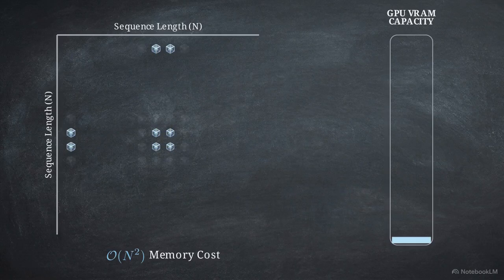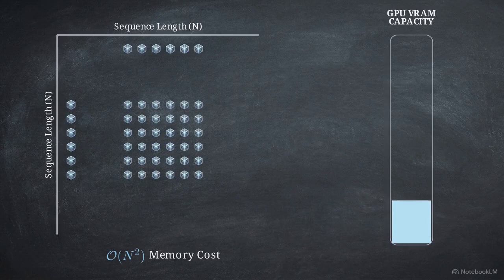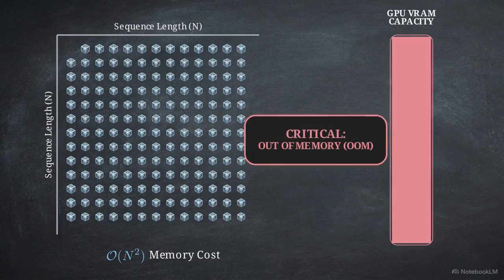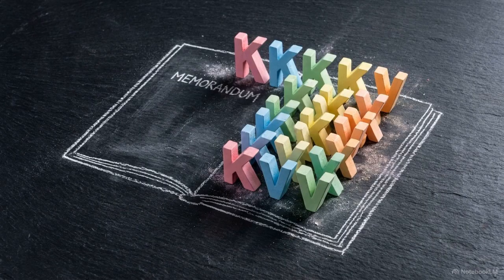Because every word must check every other word, the operation scales quadratically. Long sequences of text can rapidly exhaust a GPU's VRAM. For models generating text one word at a time, recalculating the keys and values for every past word in the sentence is statistically redundant.